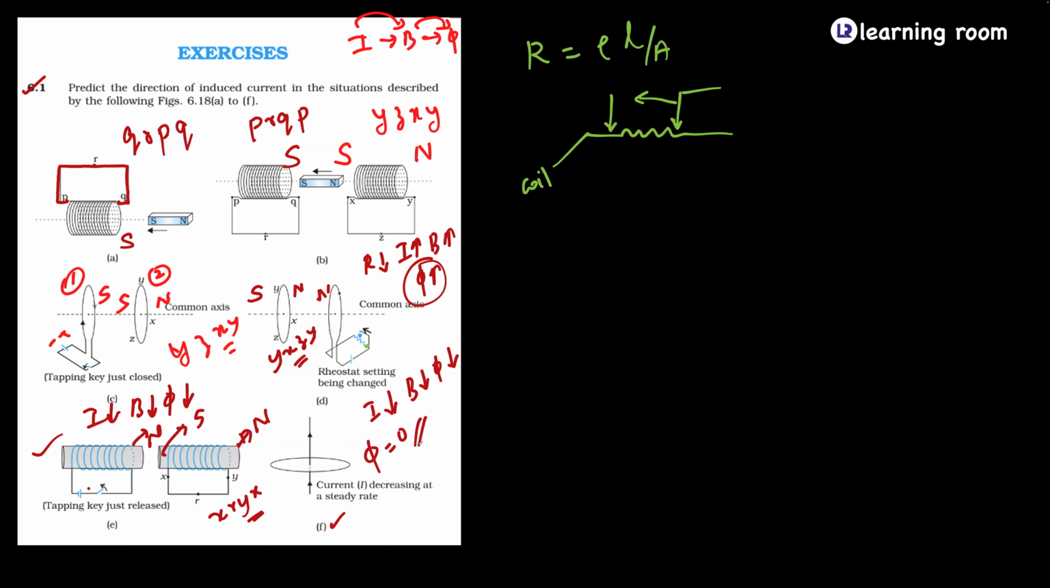So irrespective of whether the current is going to decrease or increase, there will be no EMF induced in it, because the flux is always 0 because of the orientation of the coil. Is the point clear? So in this case, there is no question of EMF induced at all. Am I clear? Right? Yes.